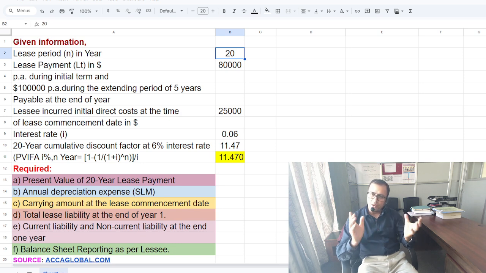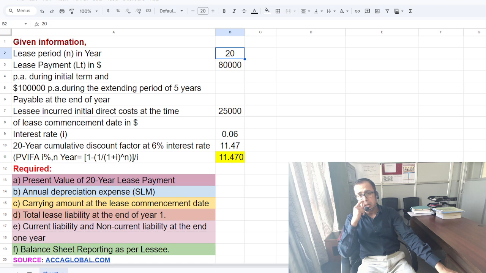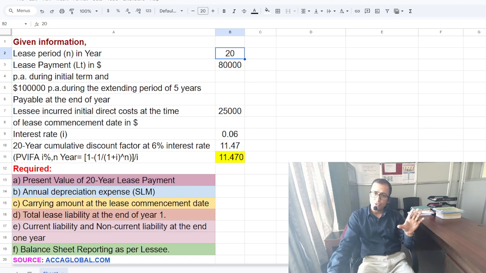Today let's discuss how we solve questions about leases. For that reason I have used this question from the ACCA, which provides wonderful learning materials, friends. Even if you are a student at BBA level, MBA level, or taking professional examinations like ACCA and CA, I hope today's discussion will be important for all of you.